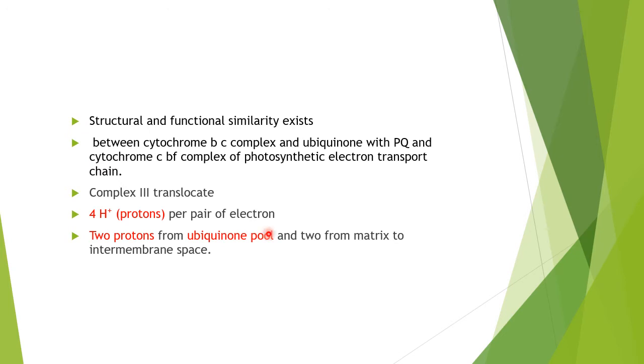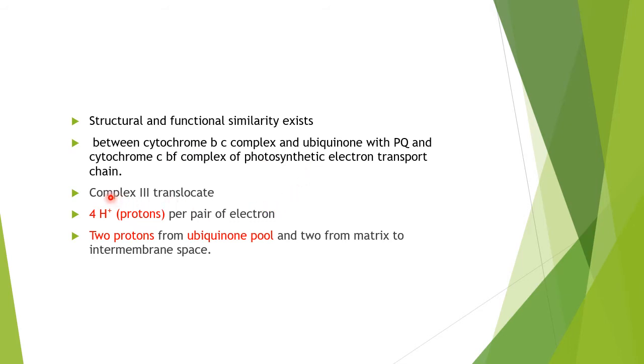at a time. And it has a structural and functional similarity, as we have already seen in the electron transport chain during photosynthesis in chloroplasts, where there is a similarity between the cytochrome bc complex and ubiquinone with plastoquinone and the cytochrome b6f complex of the photosynthetic electron transport chain.